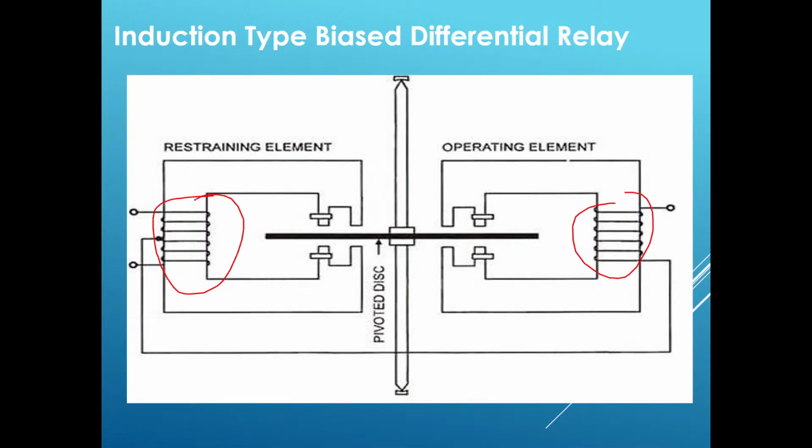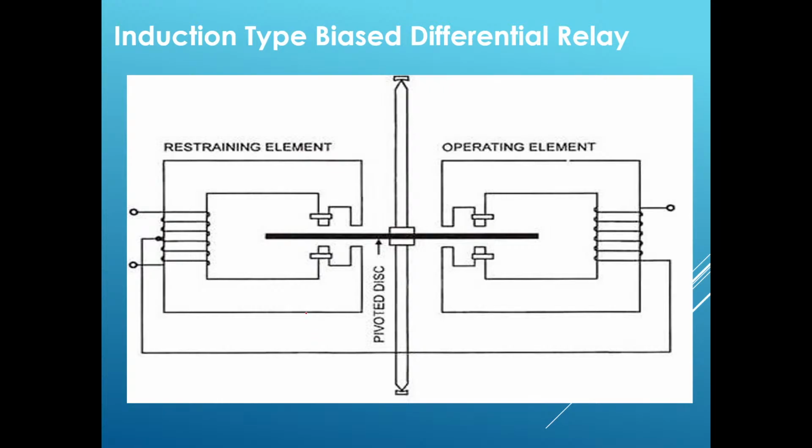This is the restraining coil. If you carefully observe, this winding is connected to the midpoint of this winding. So definitely this is our restraining coil. The other coil is our operating coil. So here two electromagnets are there, so the pivoted disk available here will experience two torques, one due to the operating element, the other due to the restraining element.